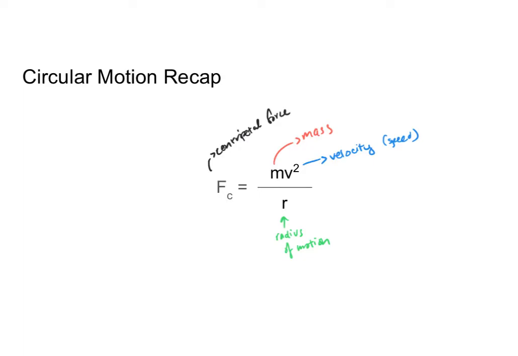Now, one thing that I'd like to mention is that we know that F equals ma. So our centripetal force is equal to m times v squared over r, meaning that our centripetal acceleration is v squared over r. And that's going to be how quickly our object is accelerating towards the center of its circular path.